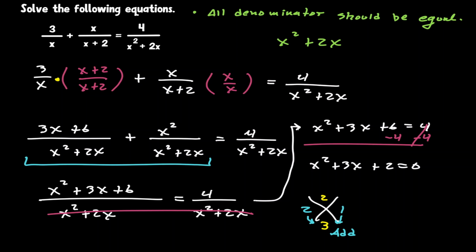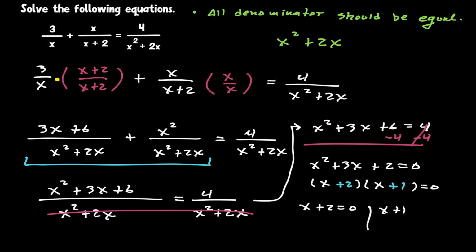Let's rewrite our equation. Instead of writing x squared plus 3x plus 2, let's write it as x plus the first value that we use, which is 2, and x plus the second value that we use, which is 1. So now let's set each multiple equal to 0. So our first solution is going to be -2, and our second solution is going to be -1.